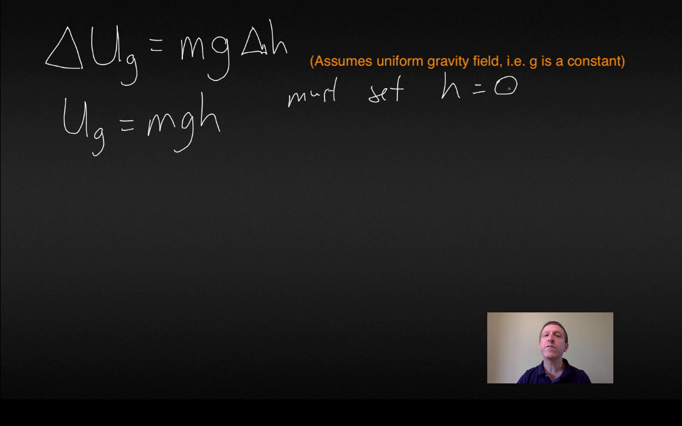Notice it could be positive or negative. If you're above h equals 0, you've got positive gravitational potential energy. If you're below h equals 0, it's got negative gravitational potential energy.